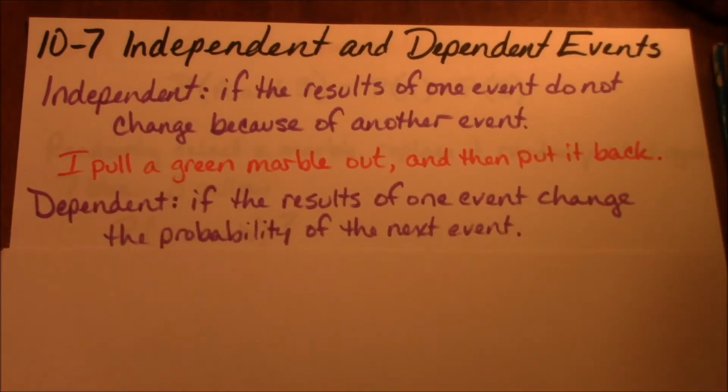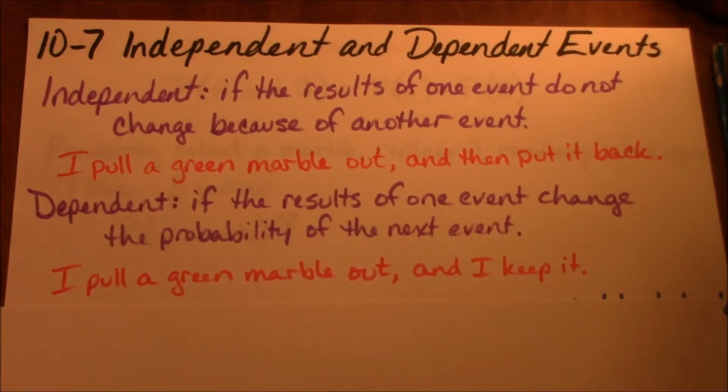A dependent event is if the results of one event change the probability for the next event. That means if I pull a green marble out of a bag full of colored marbles and I keep it, and then I pull a second marble out, what's the probability that that's going to be green? If I keep that first marble, the chances for that second event are different, and that second event is dependent on what happens in the first event.